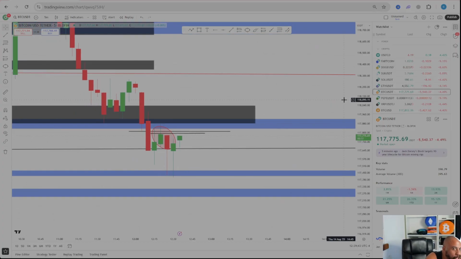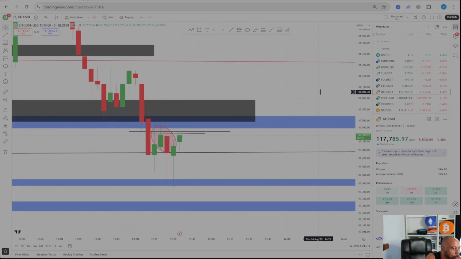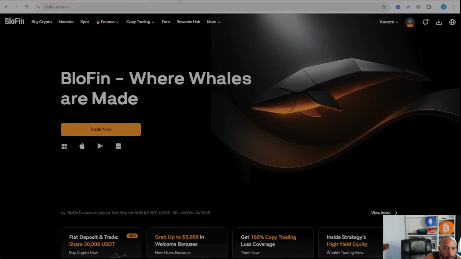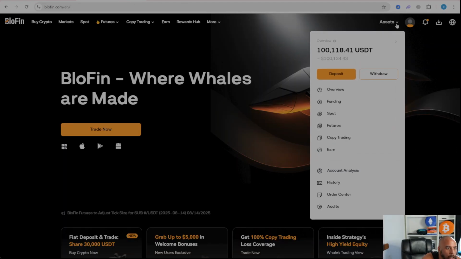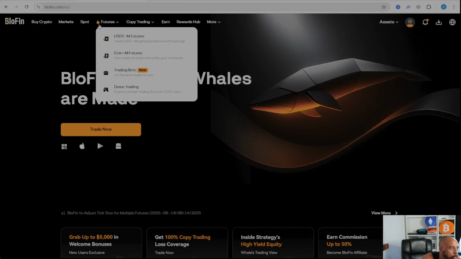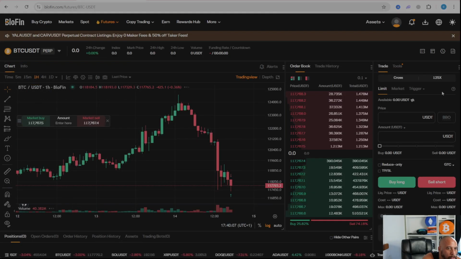Okay, so we can see we're coming back up to this support line, well, resistance line. All right, I want to see how. Okay, also let me go into Blofin as well. Yep, I'm in my account. Let's get this ready, set up. Let's put on the trade.